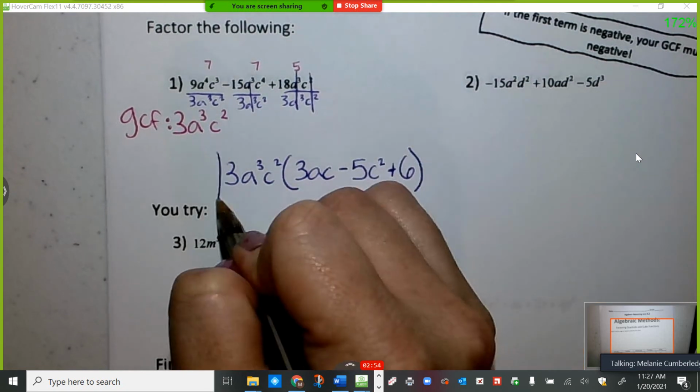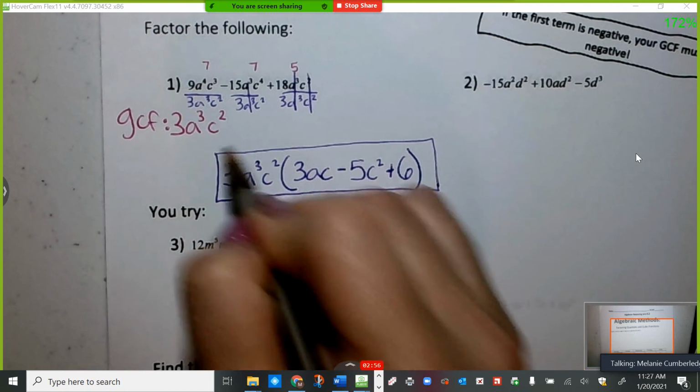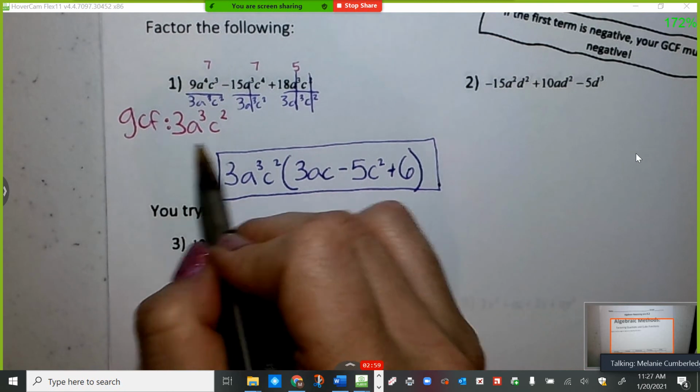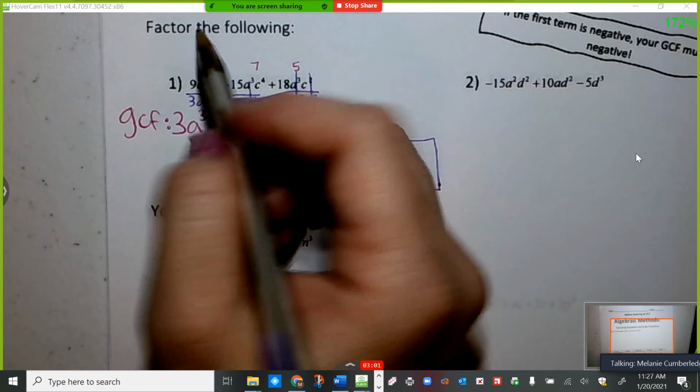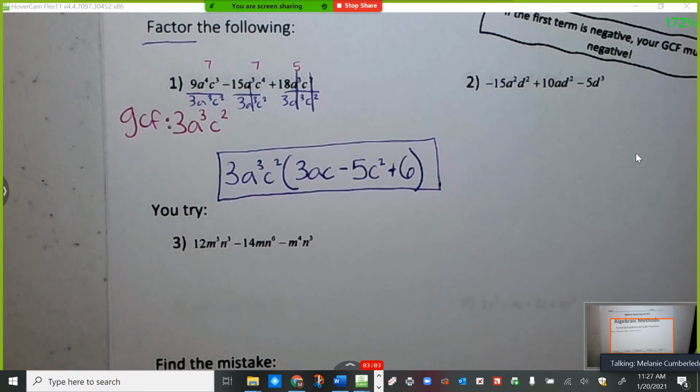So this is your answer. This is in factored form. Yes, this is your GCF, but it says to factor the following, and we're factoring by taking the GCF out. Okay? So you cannot just tell me the GCF and tell me you're done. Any questions with that?